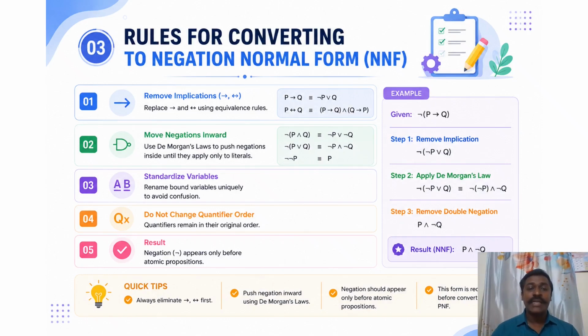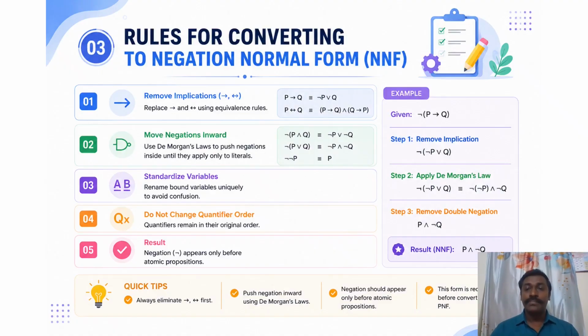Then we have to standardize the variables, renaming the bound variables uniquely to avoid confusion. And we are not going to change the quantifier order. We are going to do only one thing: move the negations inside. This is called negation normal form.